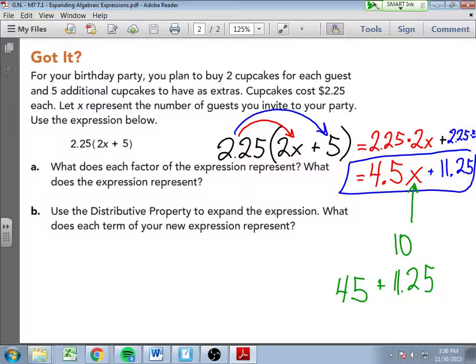Why would you invite 10 people to a birthday party? You just fixed up your floor. So I'd invite a lot of people. Yeah.